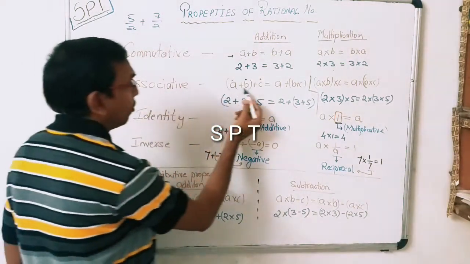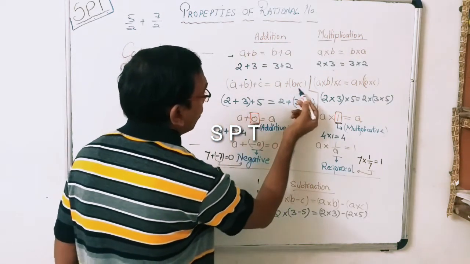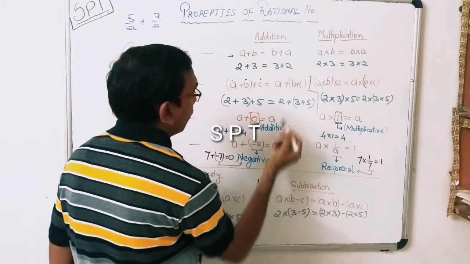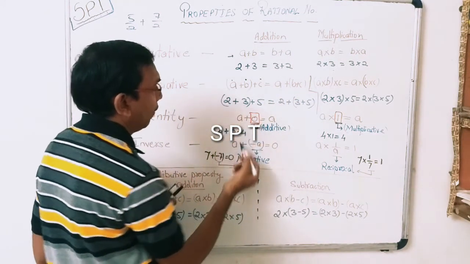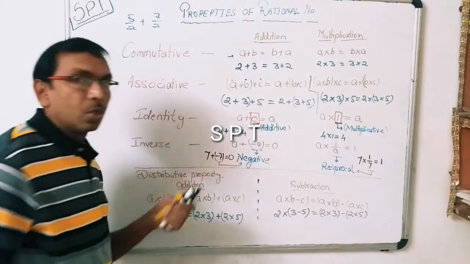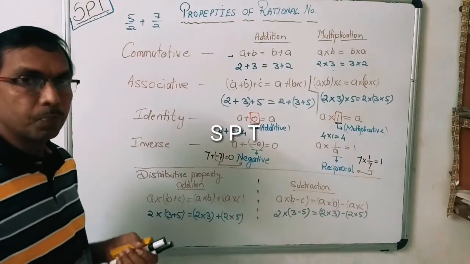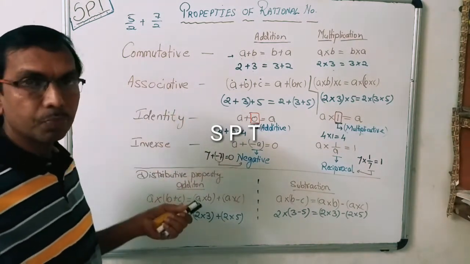We are associating a and b in the beginning here, and b and c in the beginning here, but the resultant will be the same. So we can see 2 plus 3 is 5, 5 plus 5 is 10, and 5 plus 3 is 8, 8 plus 2 is 10. So the result is the same on both sides. This is the associative property for rational numbers of addition.